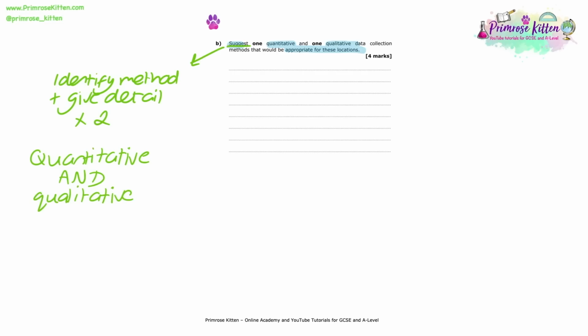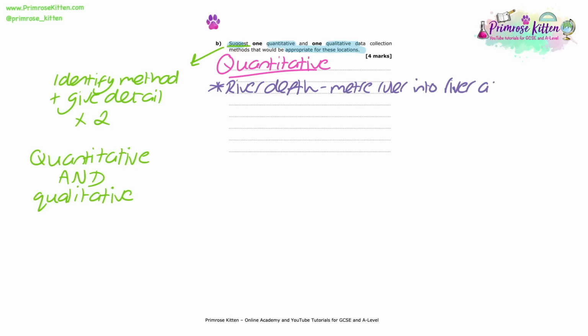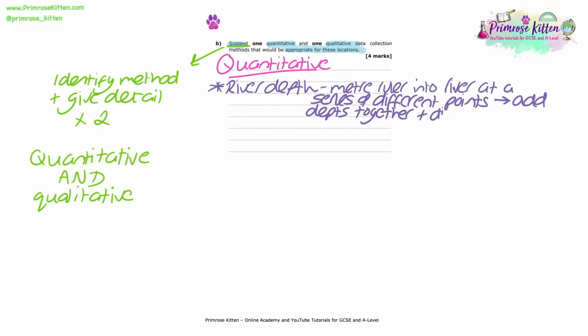A possible quantitative method might be to measure river depth. This could be done by placing a meter ruler into the river at a series of different points, adding the depths together and then dividing by the number of readings to give you an average.